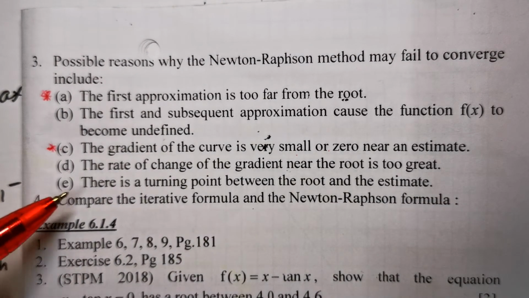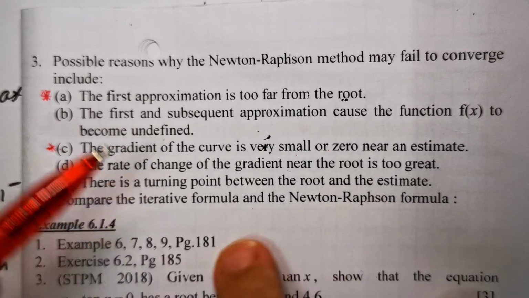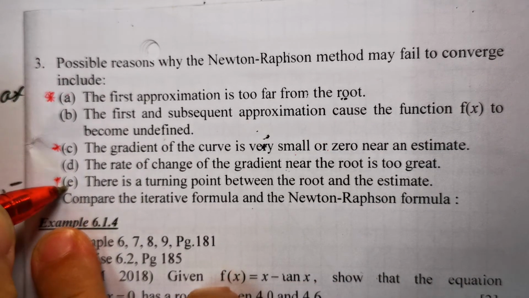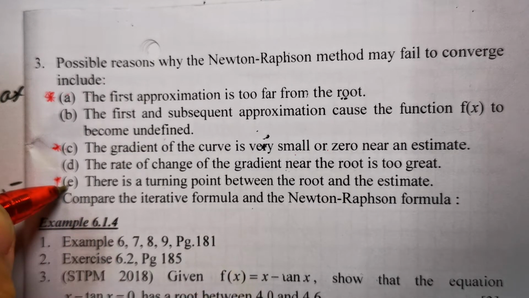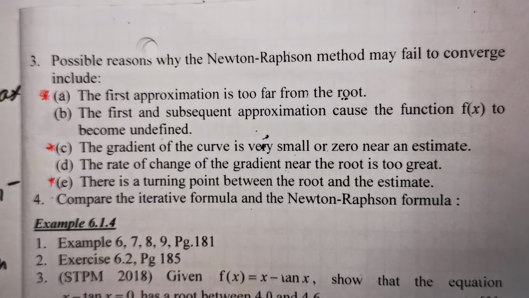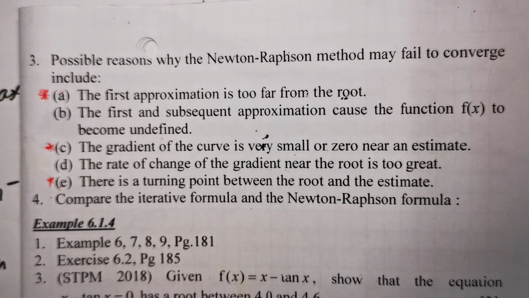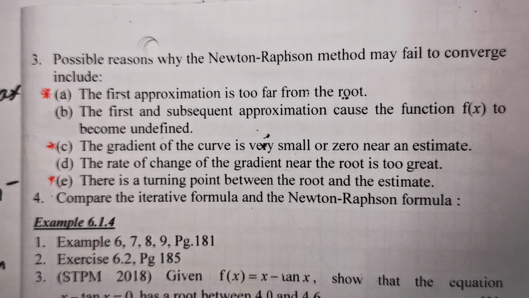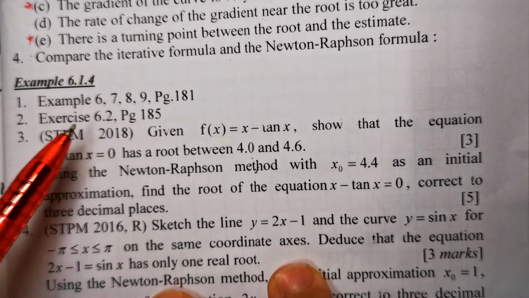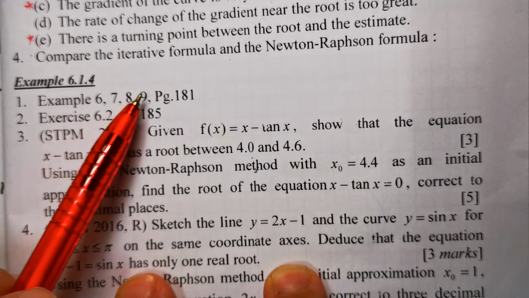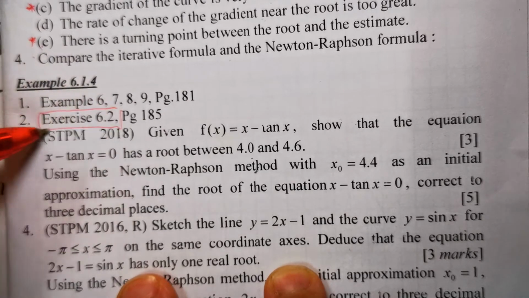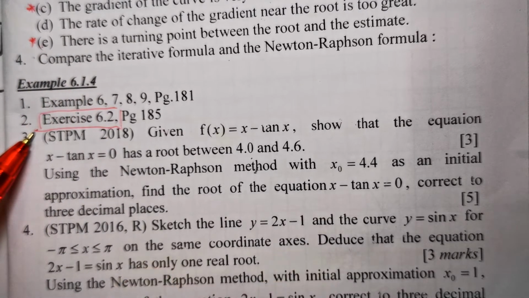And the last one, there is a turning point between the root and the estimate. A and E are the first example that we discussed in the textbook just now. So these are the reasons why the Newton-Raphson method may fail. Memorize this. We will discuss a few examples in your textbook: examples 6, 7, 8, 9 on page 181. Exercise 6.2 will be your homework.